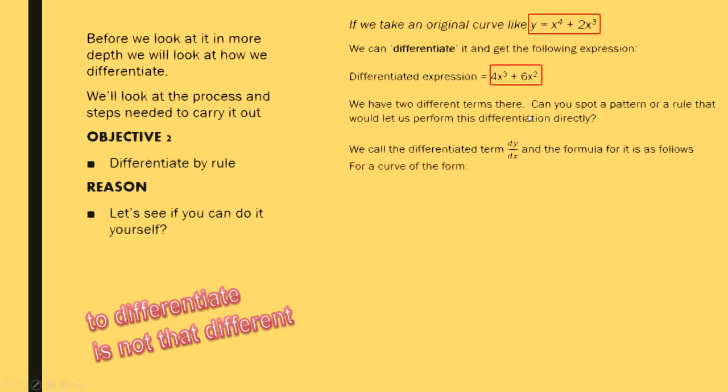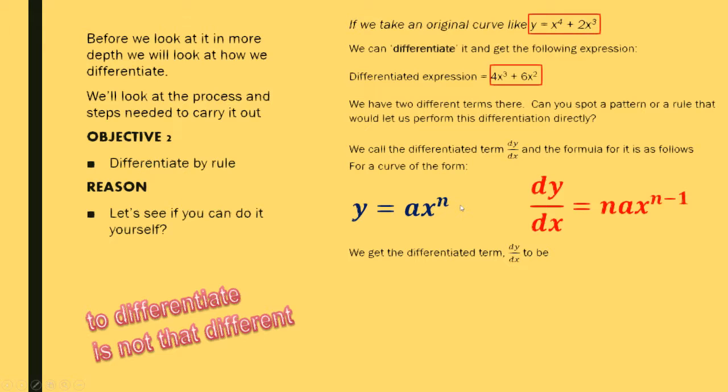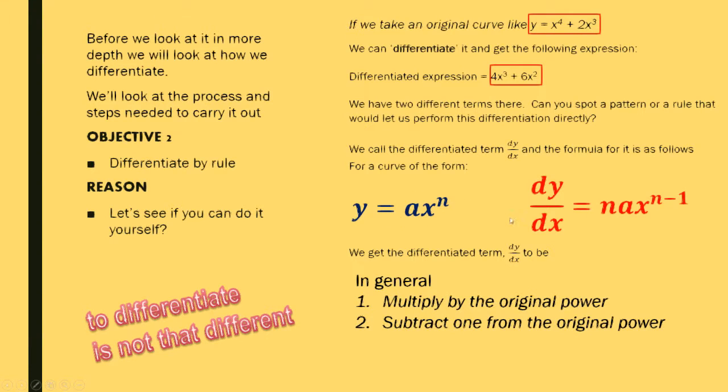They're differentiating. So for a curve of the form y equals ax to the n, where a and n are both numbers, the differentiated term dy by dx will be dy by dx equals nax to the n minus 1. That's great if you really like formulas, but to most people it means you multiply by the original power. So you take the n and multiply it at the front by the other number, the a, if there's one there, and then subtract 1 from the original power. And that's generally what it means.